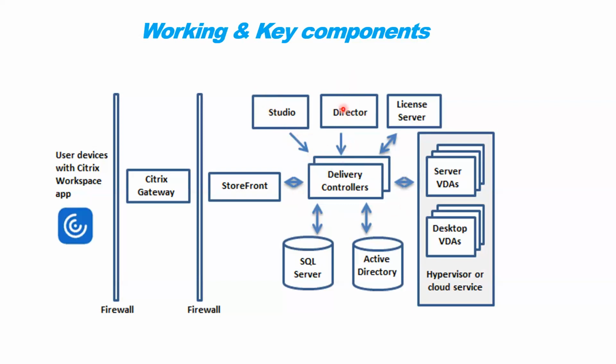Director is a web page used to troubleshoot issues in virtual machines. If any user complains that they are unable to access the virtual machine, we can use Citrix Director for troubleshooting. And the license server is responsible for allocating licenses to the virtual machines. Any doubt here? No. So we will cover each and every component step by step. This is just a network diagram of the data center operations, showing how it works.